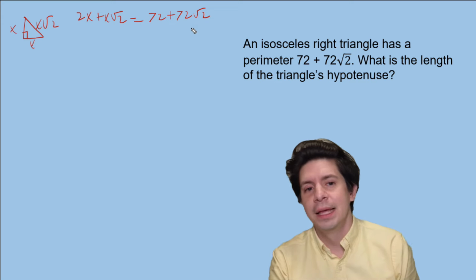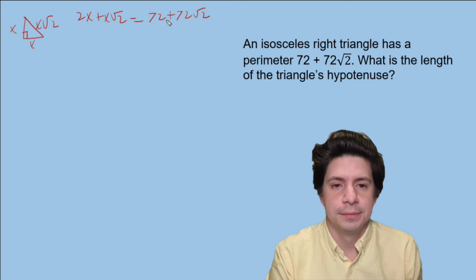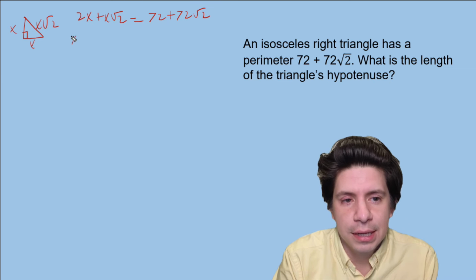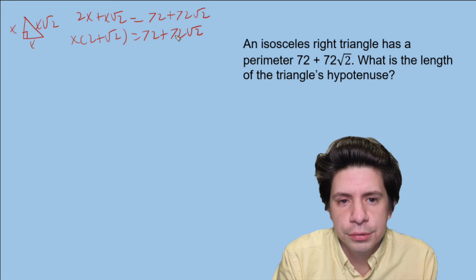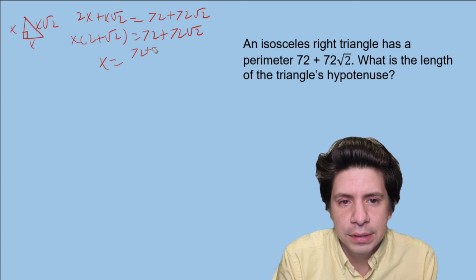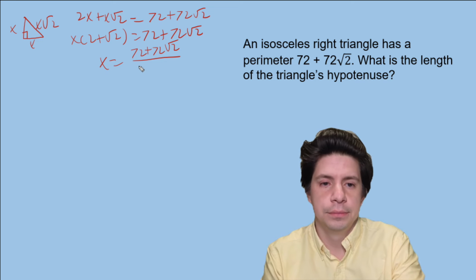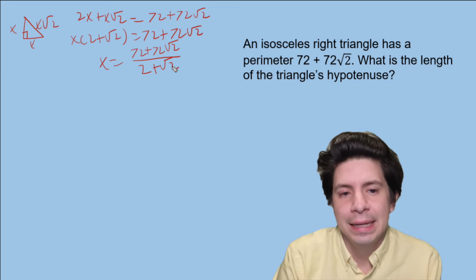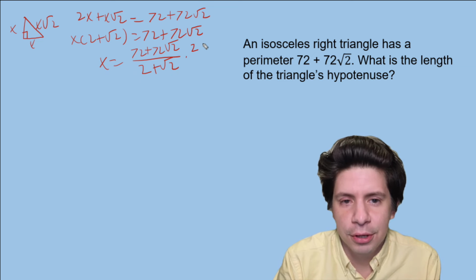Majority want to think that this is the hypotenuse, right? And I think some people would put that, but that's not correct. What you want to do is factor out the x again. x times (2 plus root 2) equals 72 plus 72 root 2. And you're going to get x equals 72 plus 72 root 2 over 2 plus root 2. Now I'm going to multiply both top and bottom. You could do this in the calculator, but I'm just going to show you the conjugate method.